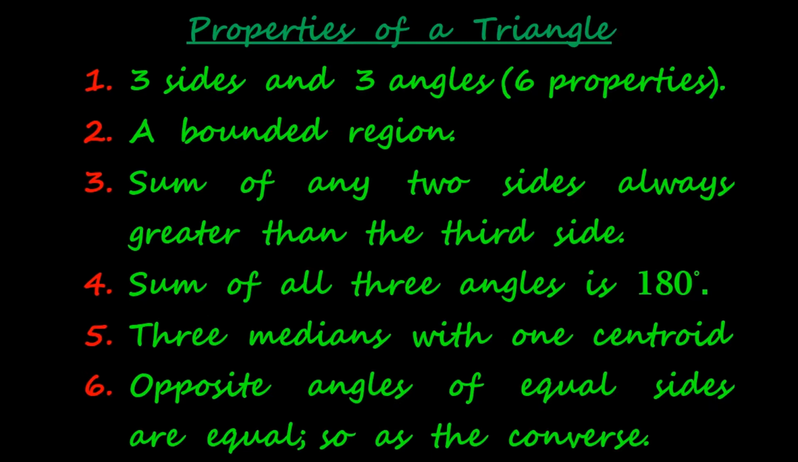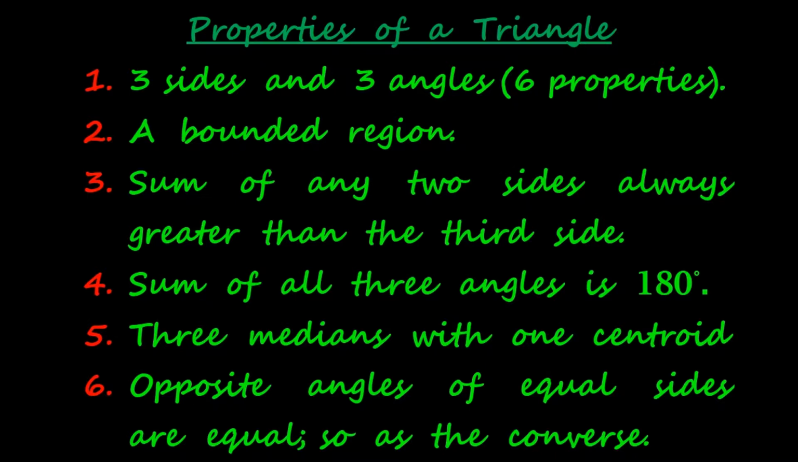Let's move into the properties of a triangle. In general, a triangle has six properties: three sides and three angles. Number two, a triangle must have a bounded region. Number three, the sum of any two sides of the triangle is always greater than the third side. Number four, the sum of all three angles of a triangle is 180 degrees.